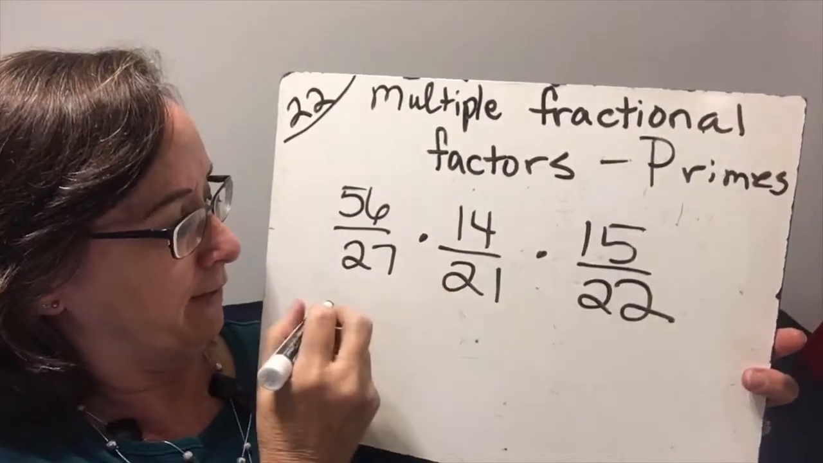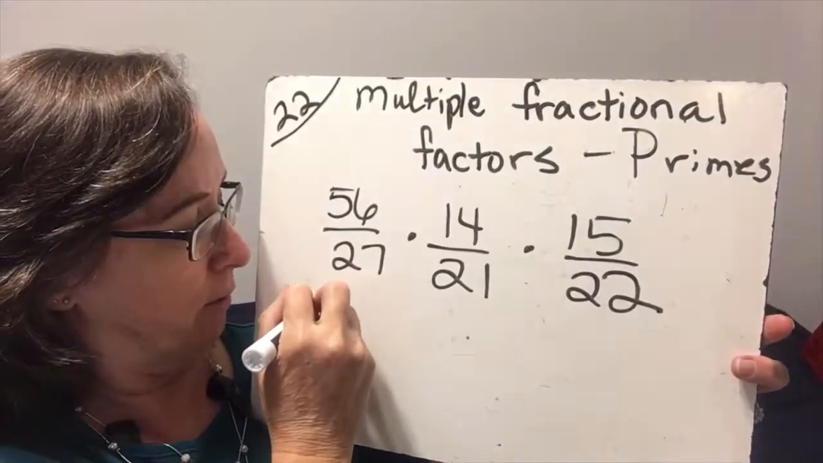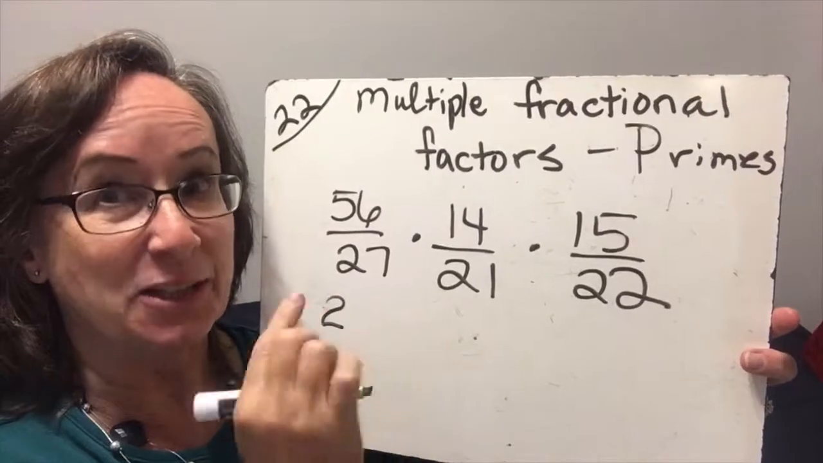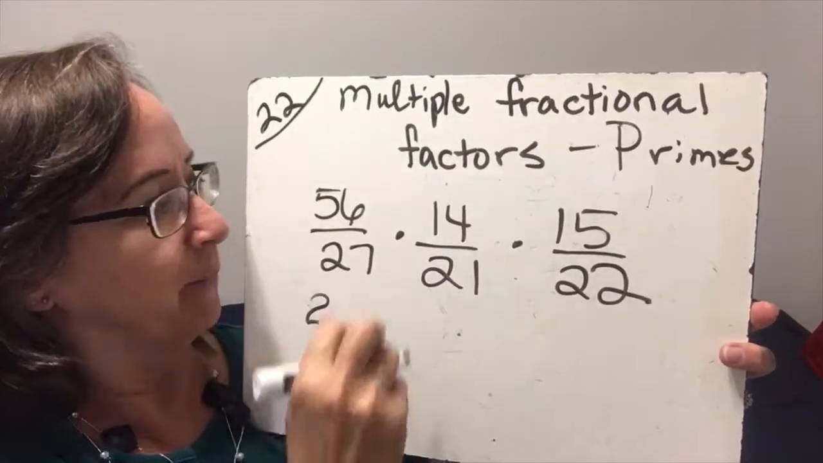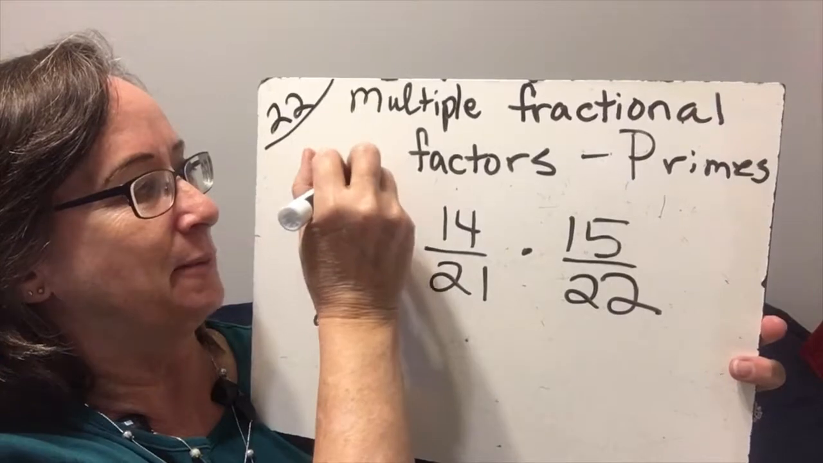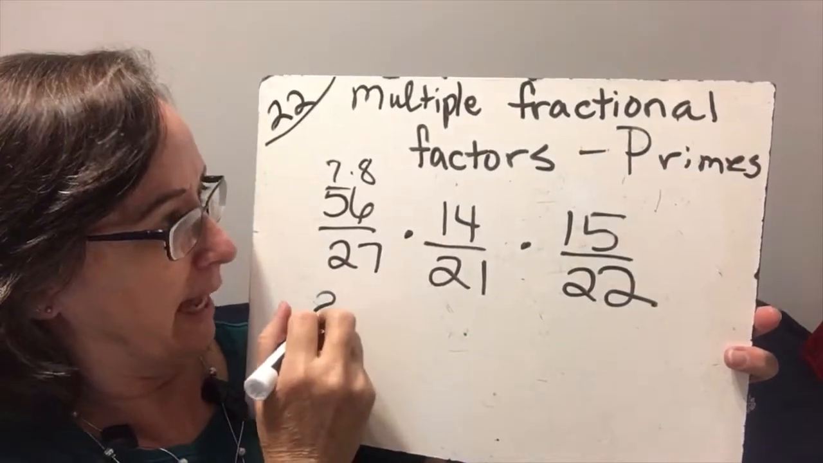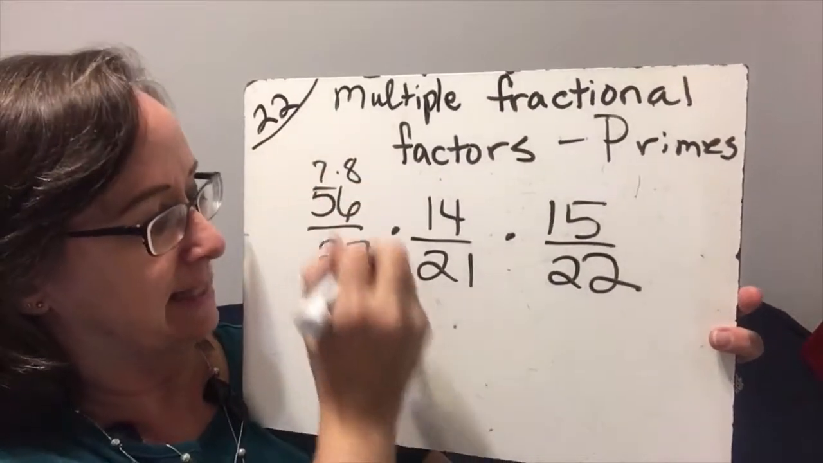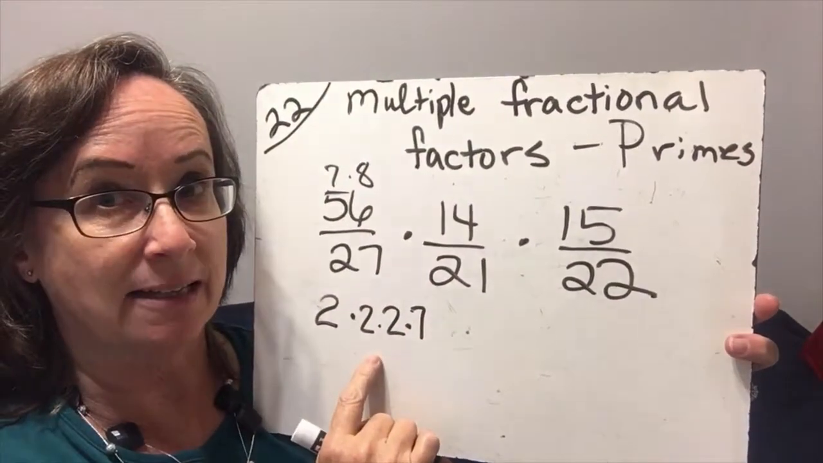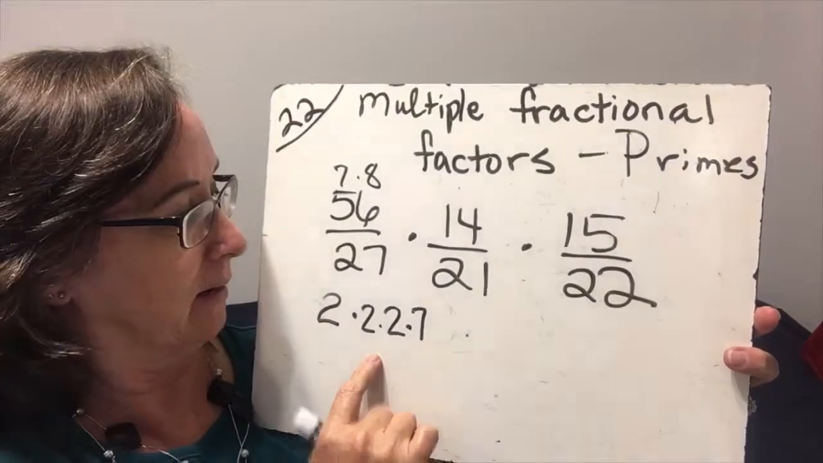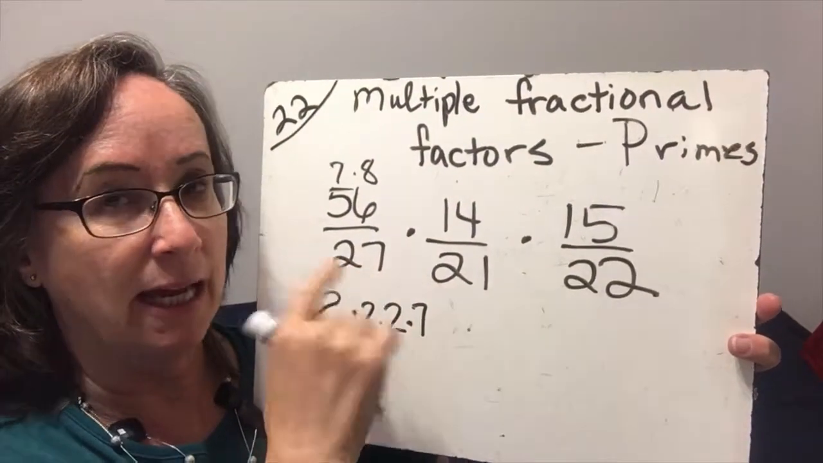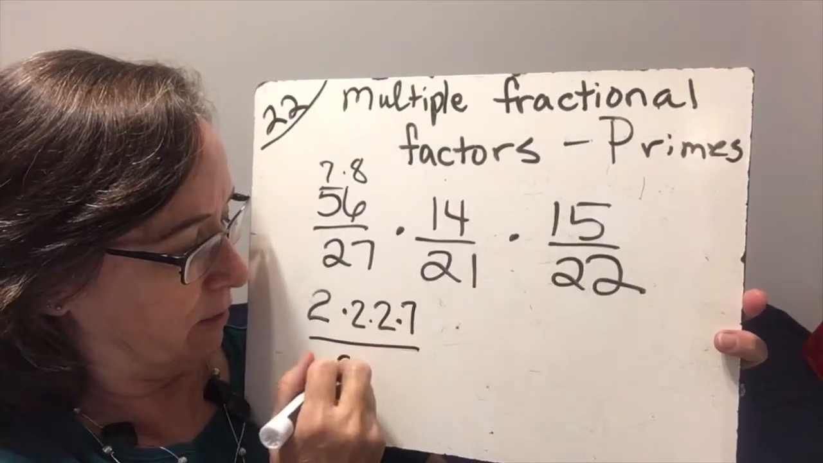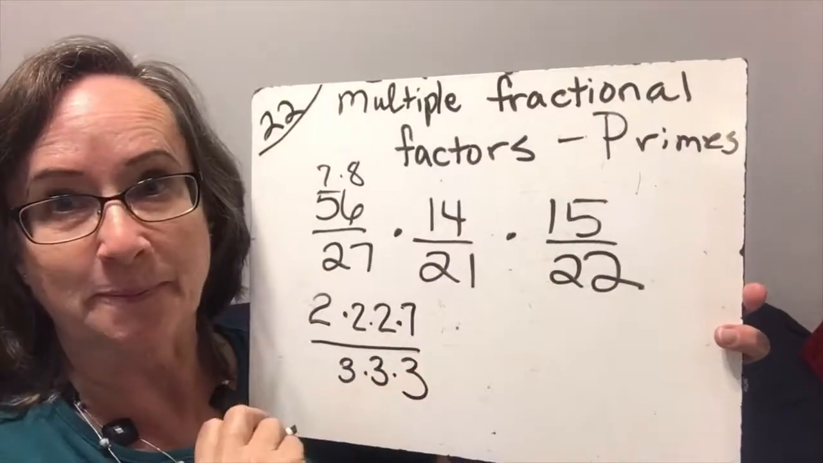So I know that 56 is divisible by 2, and I know there's an 8 and a 7. And I know that 8 is 2 times 2 times 2. So I'm going to take a shortcut. Since I know that this is 7 times 8, then I'm going to say the 8 is 2 times 2 times 2 times, and then the 7. So that's 56. And I didn't have to do much work to get there. I know that 27 is 3 times 9, but 9 is 3 times 3. So 27 is 3 times 3 times 3.